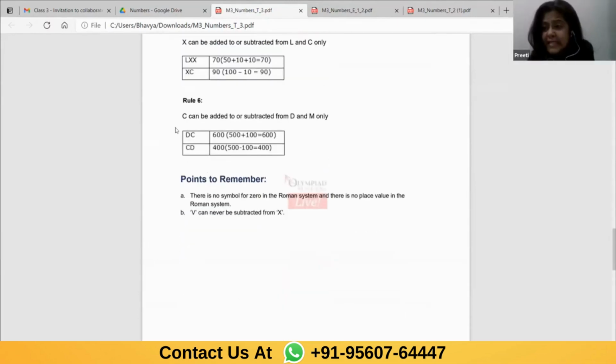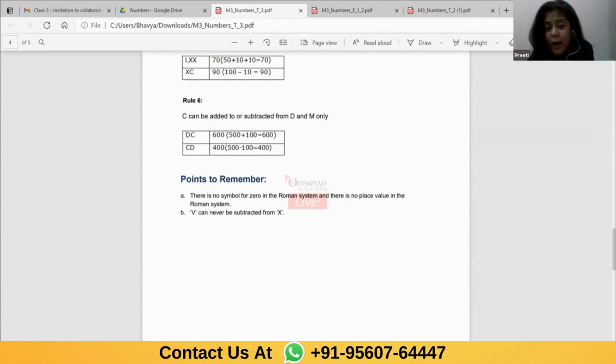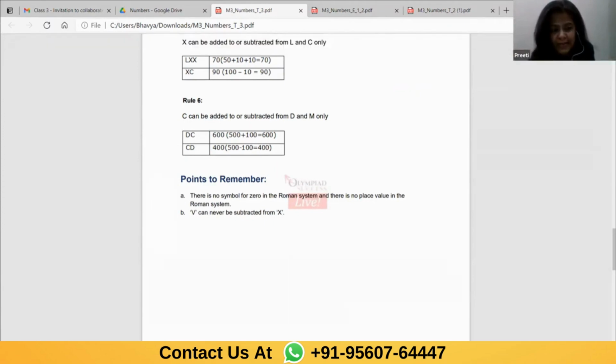Now C. C stands for 100. It can be added or subtracted only from D and M because D stands for 500 and M stands for 1000. Who is writing XLI? XLI is 41. It's not 51. It is 41. XL means 40 and I means 1, so it's 41, not 51.